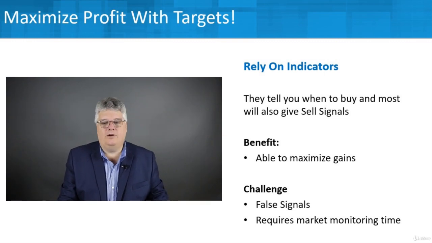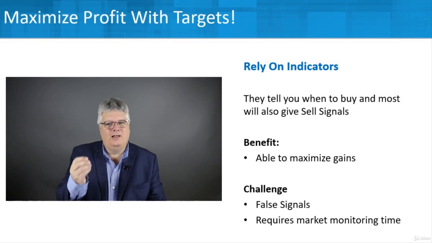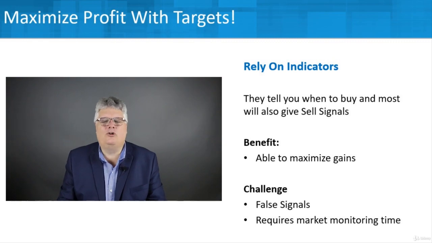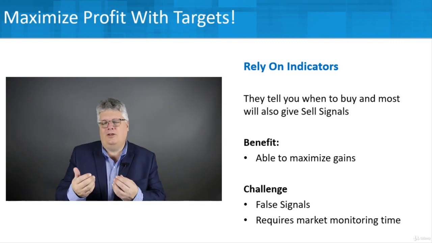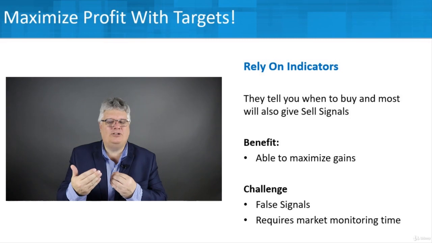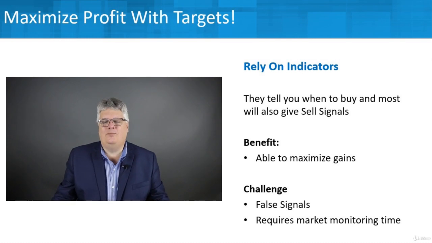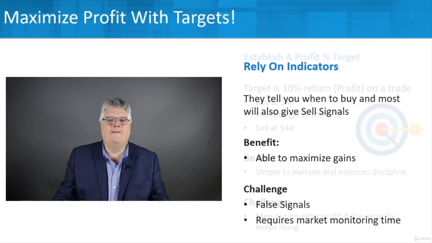It also requires more market monitoring time, because you've got to be watching for these sell signals to happen. So you're going to have to watch your securities a little closer that you have an investment in. Now, we're going to learn about things like setting up stop loss orders to help automate that, so don't worry about that. But even still, you want to start monitoring that a little bit more. But there are other ways you can do it besides relying on indicators.